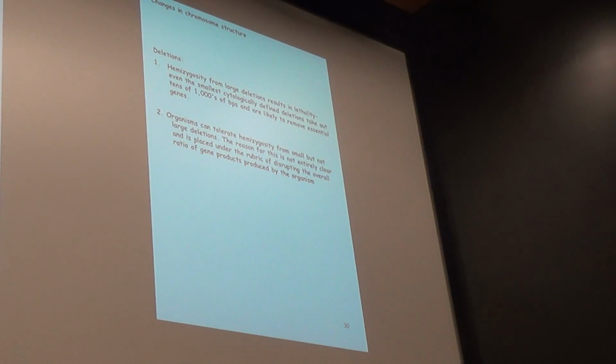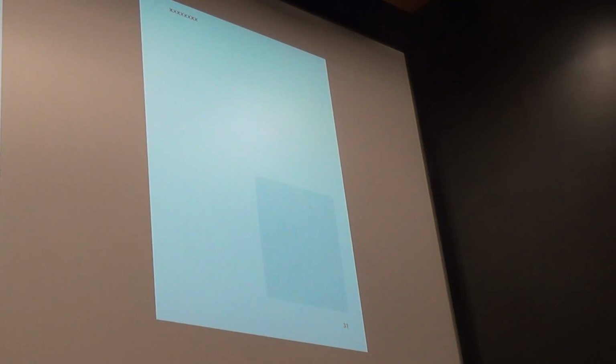Okay. Deletions lead to hemizygosity, i.e. one copy of a gene is present, pseudodominant, the other copy is missing. And organisms can tolerate hemizygosity for small deletions, but not for large deletions, because of imbalance in protein products. All right, so let's take a break here, and then we'll continue with the other gross chromosomal alterations.